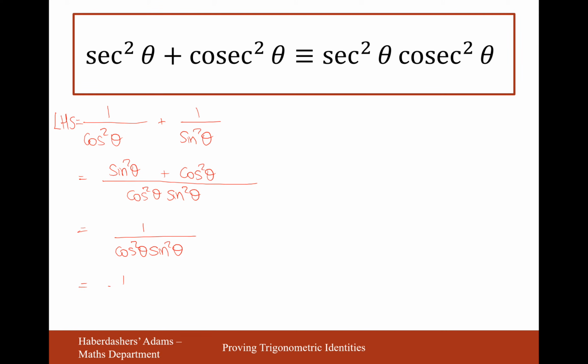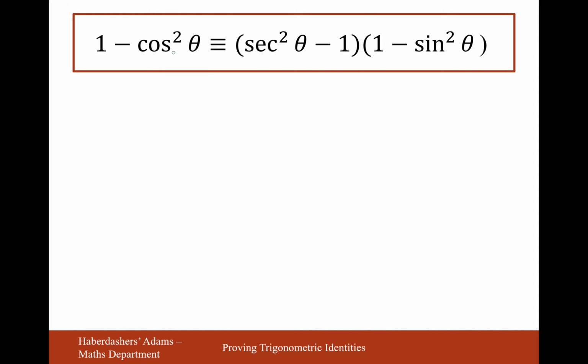And then we have 1 over cos squared times 1 over sine squared, which is equal to sec squared theta cosec squared theta, which is equal to the right hand side. There we are. So that's the answer to this one. Let's now move on to the next one.